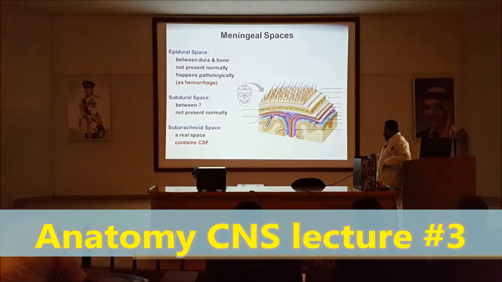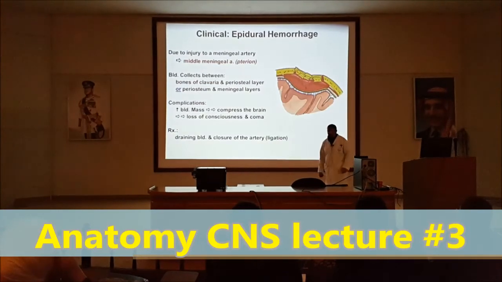The subarachnoid space, the third one, this is it. Subarachnoid space is a real normal space filled usually with what? With CSF. So we have three different spaces. Above the dura, epidural space. Between the dura and arachnoid, subdural space. And below the arachnoid, subarachnoid space.